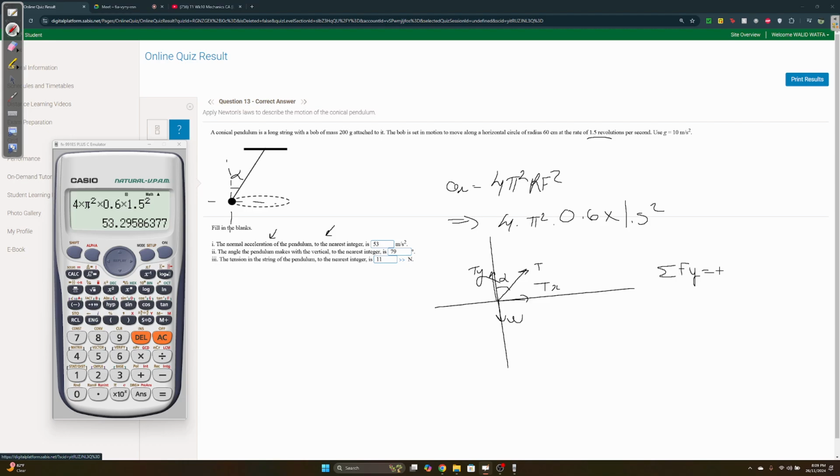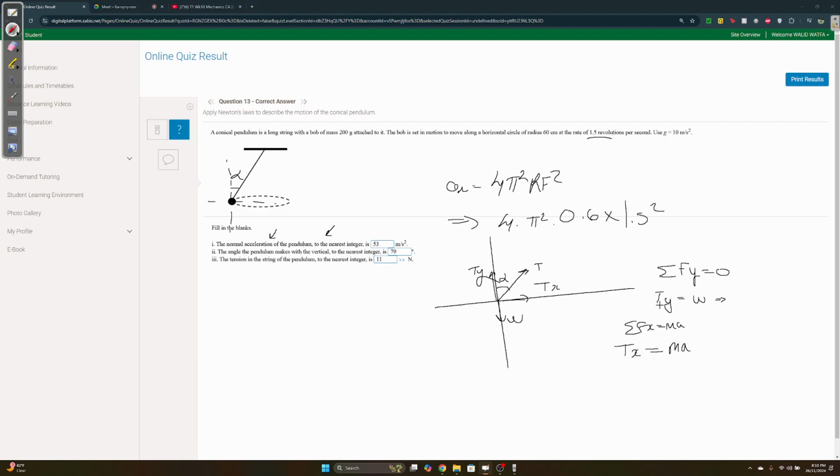Sigma Fy is going to be equal to 0. So Ty is going to be equal to the weight. Sigma Fx is going to be equal to ma. Why is sigma Fy equal to 0? Because it's not going up and down, it's just rotating in a horizontal manner. Okay, sigma Fx equals ma. What are my horizontal forces? Tx is my only force, equals ma.